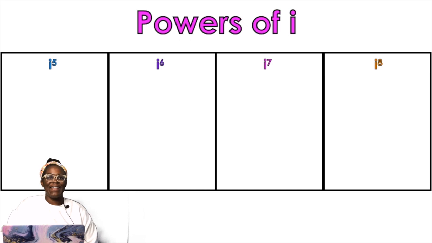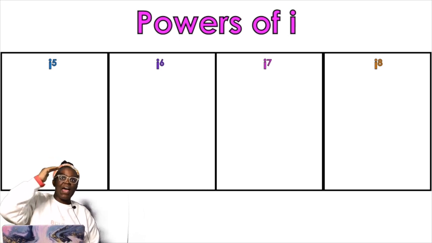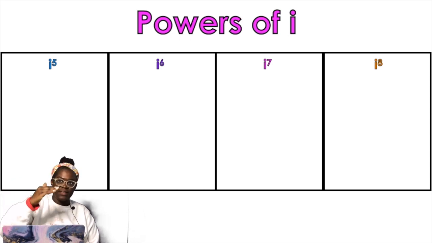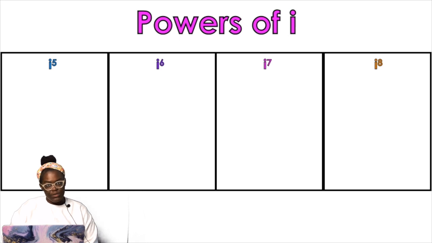So what we're gonna go ahead and do now is I'm gonna show you how they all repeat, right? So we know that i to the first power, second power, third power, fourth power, when I get to the fifth power, it starts to repeat. 6, 7, 8, repeat. 9, 10, 11, 12, repeat.